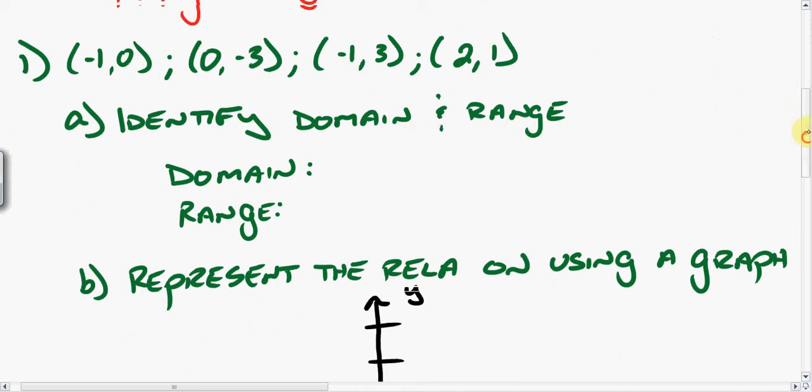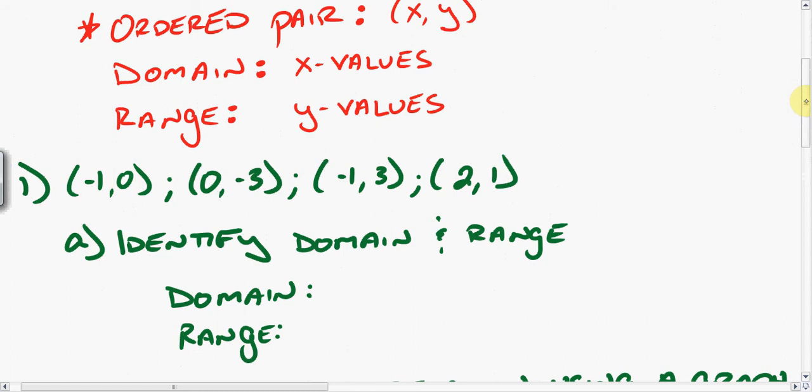So if you remember back up here, we know what the ordered pair is, and the first number is all of our x's, and the domain is basically all the x values. So in order to list your domain, you essentially just want to look at all of your x values and write those down. So my first x value is -1. Second x value is 0. -1. And then lastly, 2.